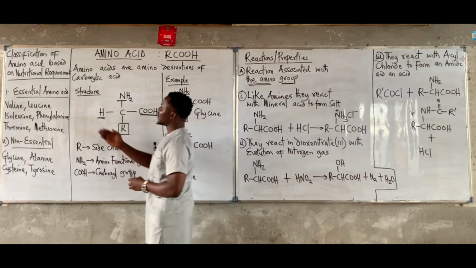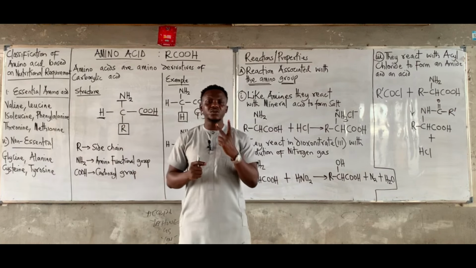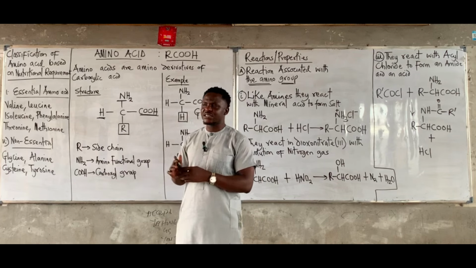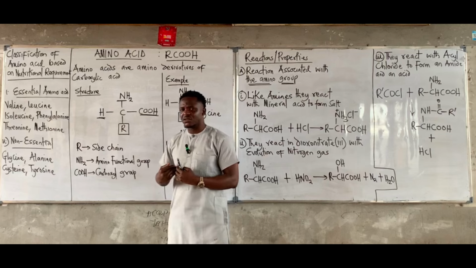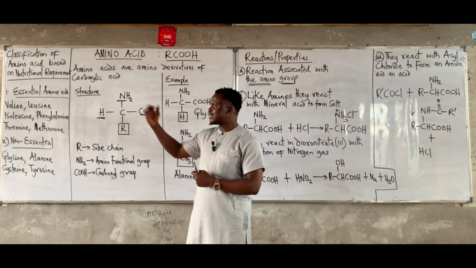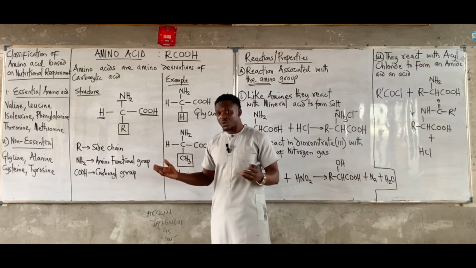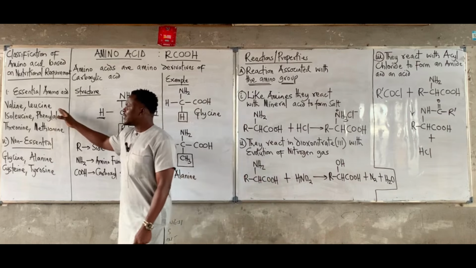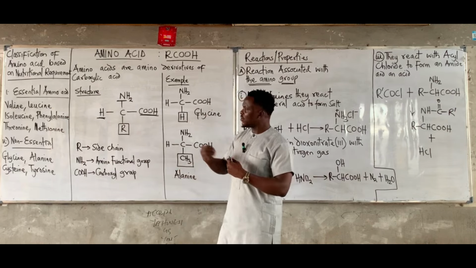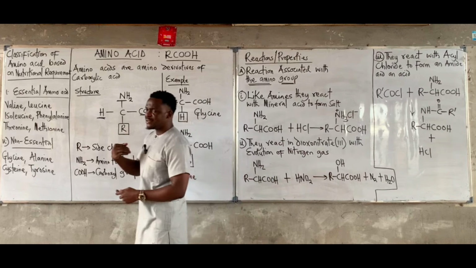Now, we talk about classification of amino acids based on nutritional requirements. Based on that, we have two major types of amino acids. We have the essential amino acids, and of course, we have the non-essential. As the name implies, essential ones are basically needed by humans. The body cannot synthesize them, so they need to be taken in through our meals, our food. Anytime they say something is essential, it's necessary for life. That means your body cannot synthesize it, however your body needs it, so it has to be taken in externally.